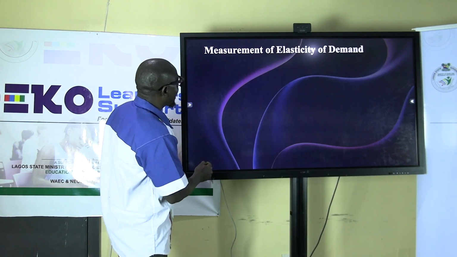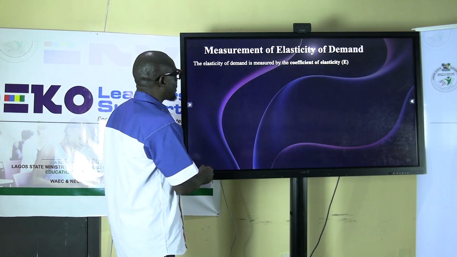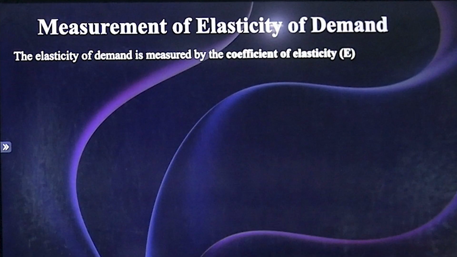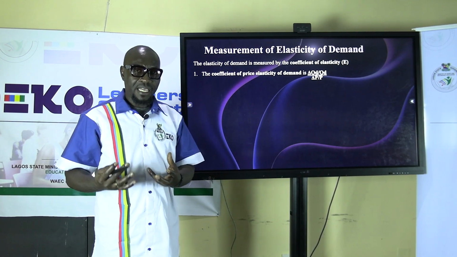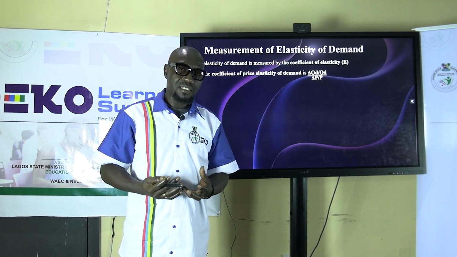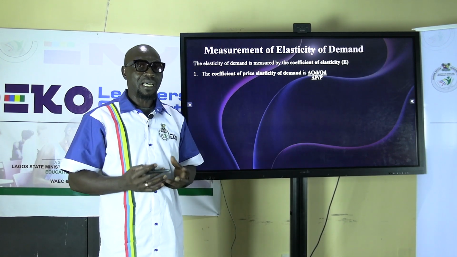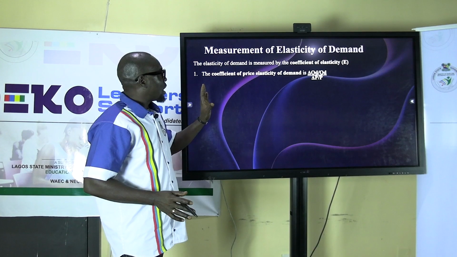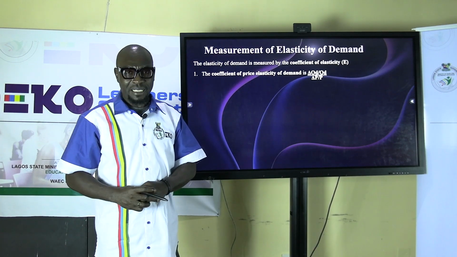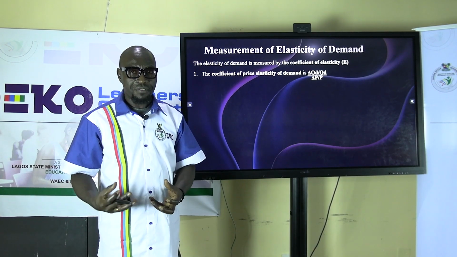Now let's go to how to measure elasticity of demand. The elasticity of demand is essentially measured by its coefficient, and is denoted by the letter capital E. So we have looked at the different elasticities here: price elasticity, income elasticity, and cross-price elasticity. So how do we measure the price elasticity of demand and arrive at its coefficient?